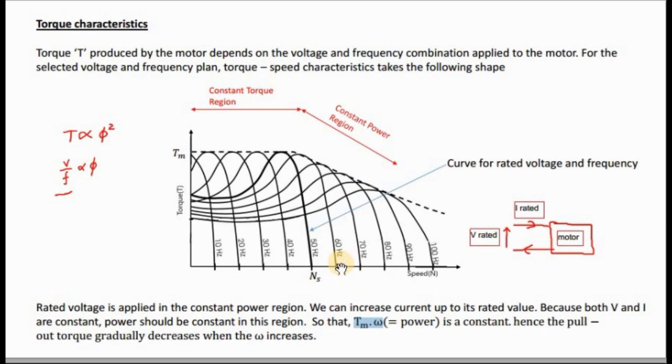So if you increase the speed little by little beyond this point, you will be getting this one reduced. Tm is called the pull out torque, so hence the pull out torque gradually decreases when omega increases.